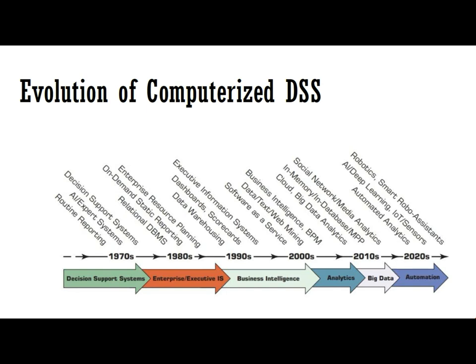In the 2000s, 2010, analytics, social network and media, in-memory database, cloud, big data analytics. In 2010, big data. The 2020s were about automation, robotics, smart robo-assistants, AI, deep learning, Internet of Things sensors, automated analytics. This is where we are today with full automation. As you know, AI is making headlines around the world and how it's going to change everything. It's about looking at the data. AI uses the data that it collects in order to predict what's going to happen.